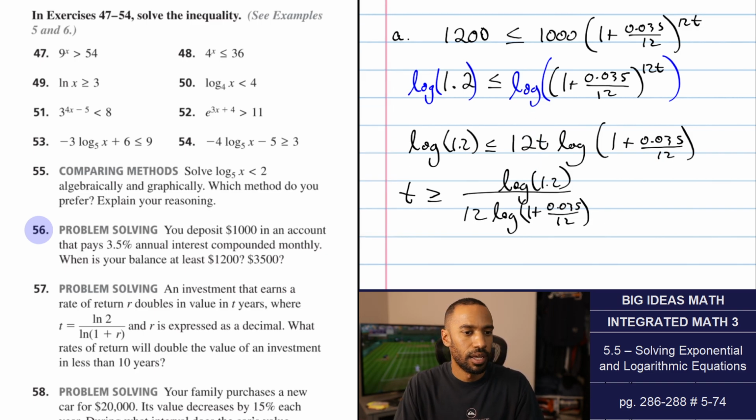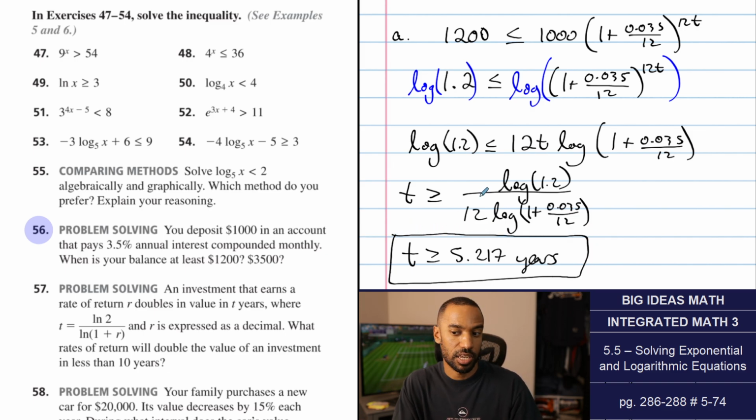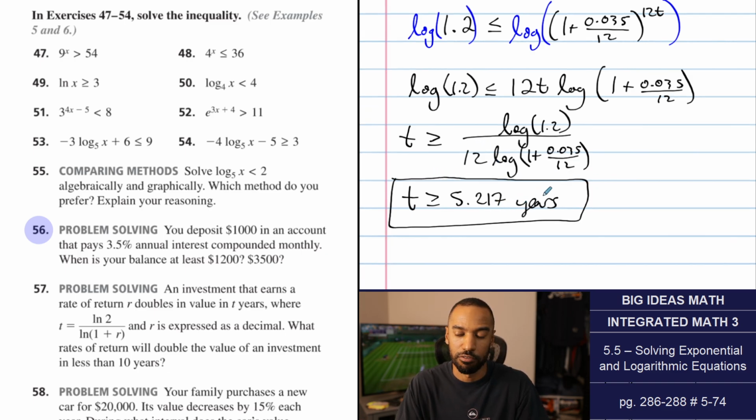Now the first one, I have log of 1.2 divided by, use parentheses on the bottom, 12 times the log of 1 plus 0.035 over 12. And I'm getting 5.216. T must be greater than or equal to 5. And I really have to round up here in some way, so I'm going to say 5.217 years. This is in years. We have to be more than that. Maybe they say 6 years. It needs to be more than 5 for sure, between 5 and 6, but in that set.